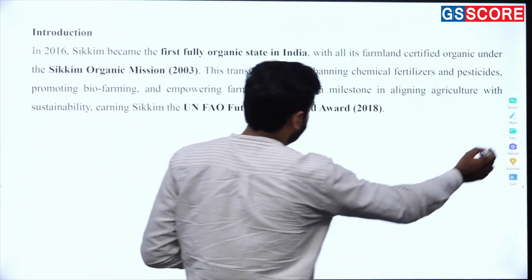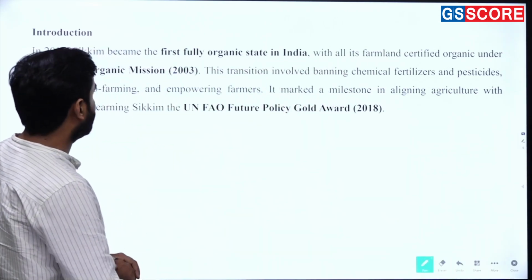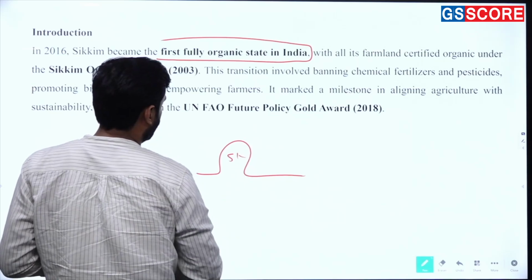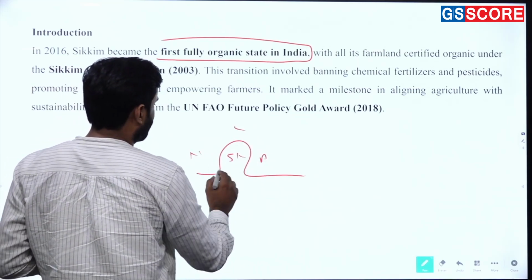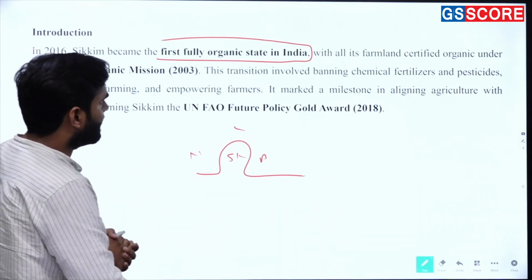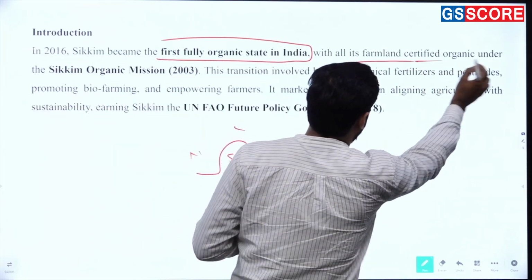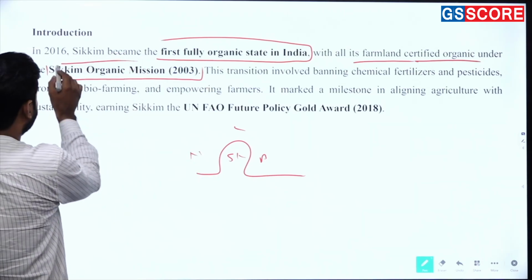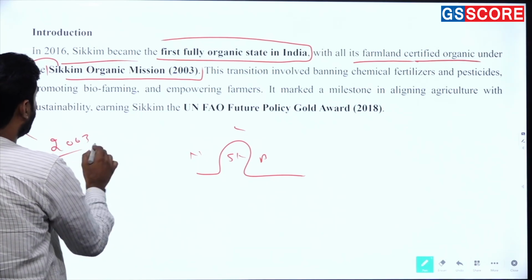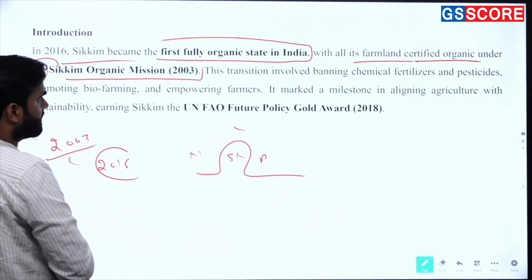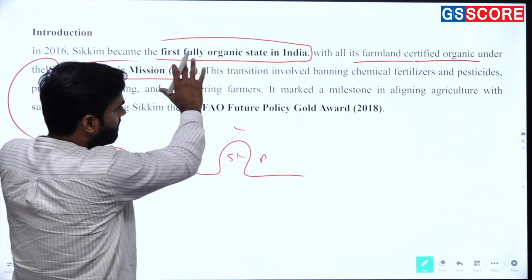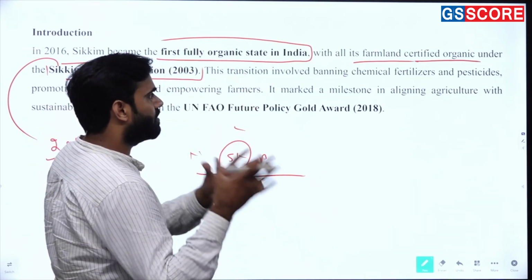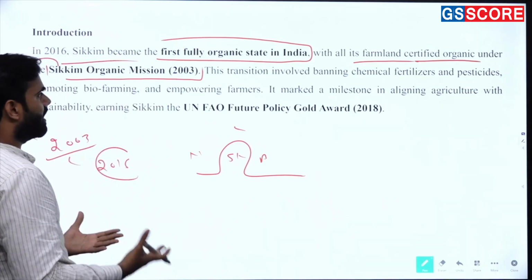So you will notice here that in 2016 Sikkim became the first fully organic state. You know that Nepal, Bhutan, China, this is Sikkim. It is a very small hilly state, with all its farmland certified organic under the Sikkim Organic Mission 2003. So it was a mission of Sikkim adopted in 2003, and in 2016 it became the first organic state of India. This is the first line. I selected a few words: Sikkim became the first fully organic state in India with all its farmland certified organic under the Sikkim Organic Mission.